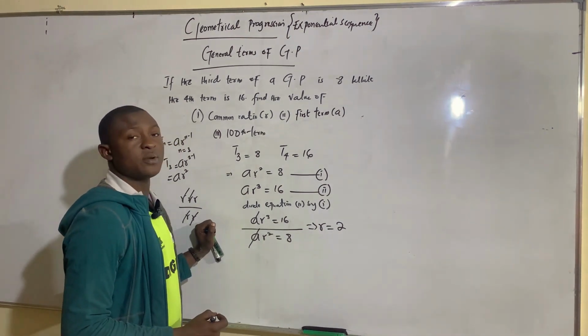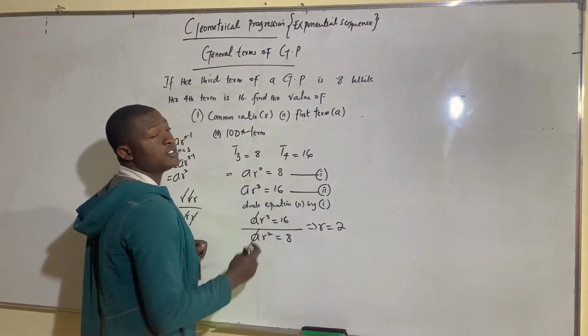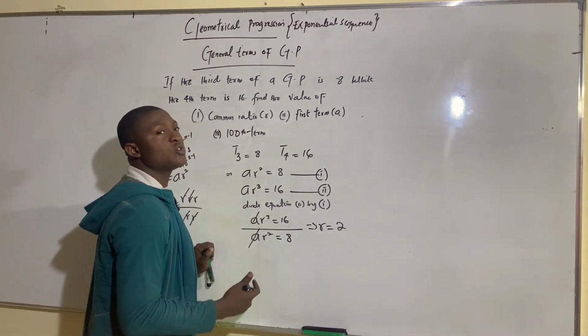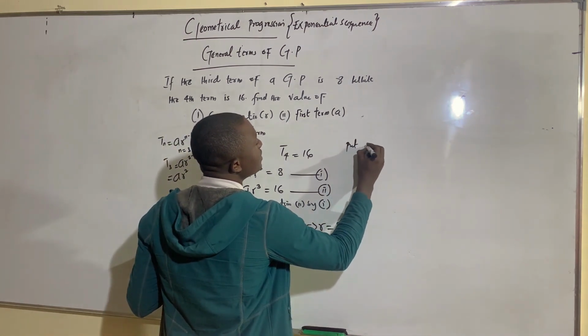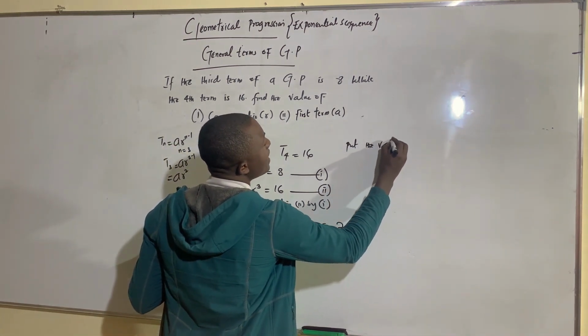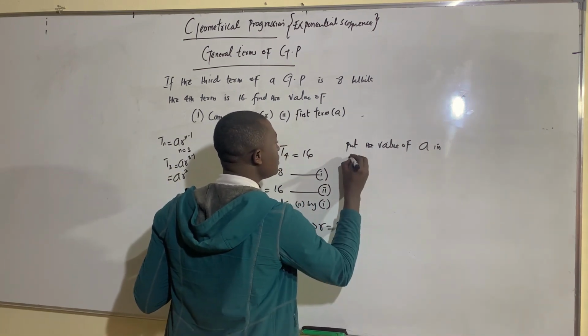Now, I want to find the first term. If you like, you can put your common ratio into equation 1, or if you like, you can put it in equation 2. Anywhere you put it, you are going to have the same result. So if you put the value of R into equation 1.